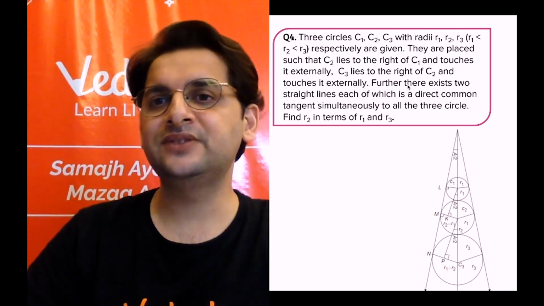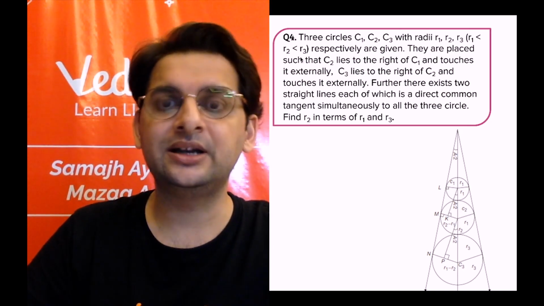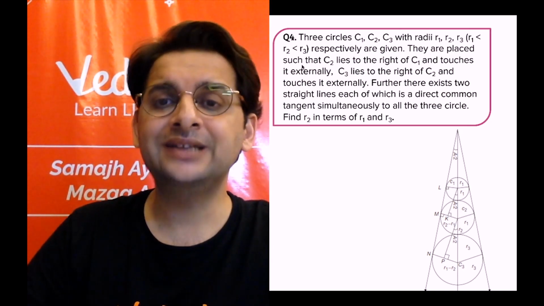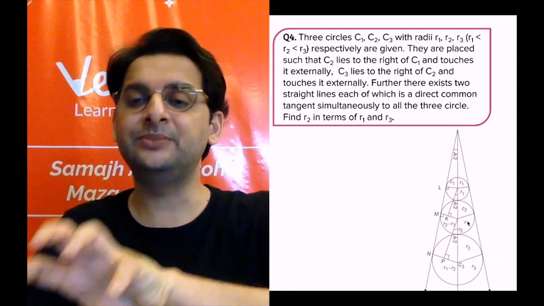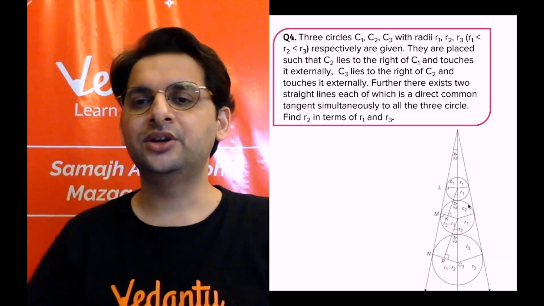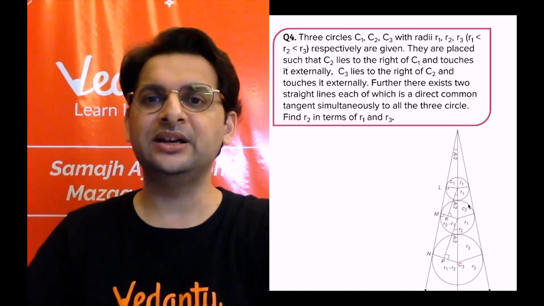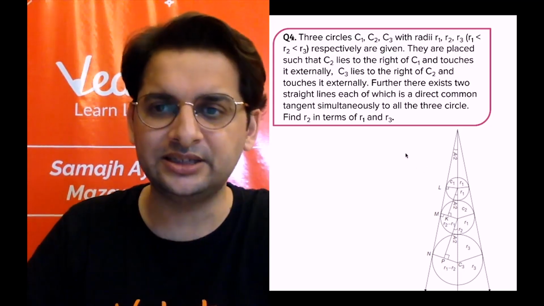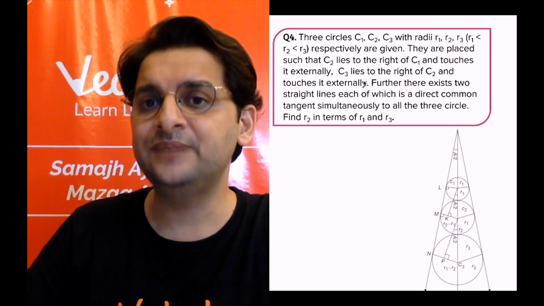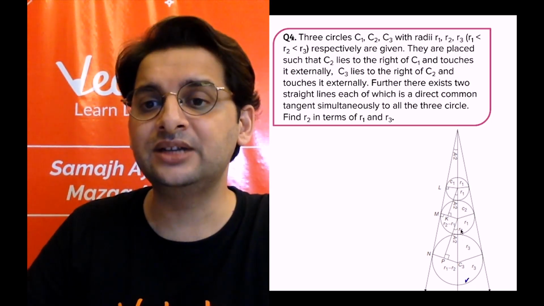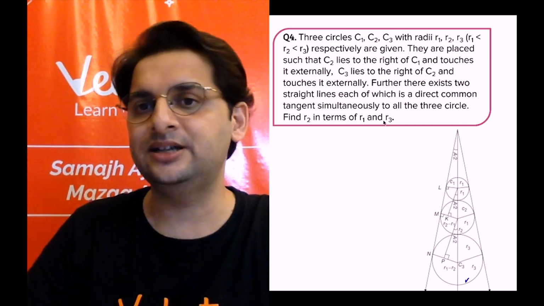So there are three circles with radii R1, R2, R3, wherein R1 is less than R2 and R3 is given. They are placed such that C2 lies to the right of C1, or in this case C2 is at the bottom, so it doesn't really matter. So if you rotate the diagram by 90 degrees, you'll get what is being asked. So the orientation doesn't really matter. So C2 is on the right of C1 and touches it externally, and C3, this circle, is on the right of C2, in this case bottom of C2, and is touching it externally.